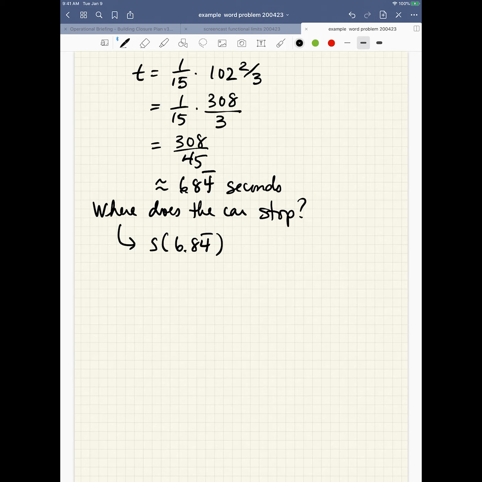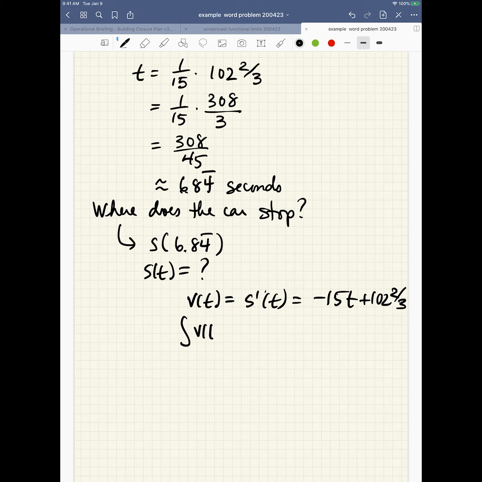So this means we need to find an expression for S of t. But luckily, we know v of t is S prime of t, and we know v of t is minus 15t plus 102 2/3. So if I anti-differentiate v of t, I'll get S of t plus a constant. Okay, so that's how I'm going to find S of t.